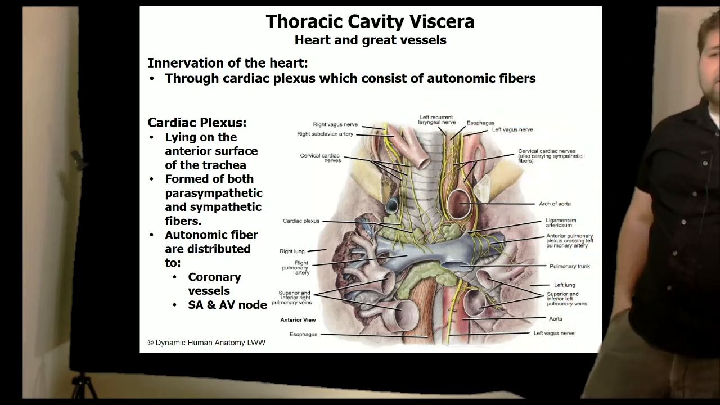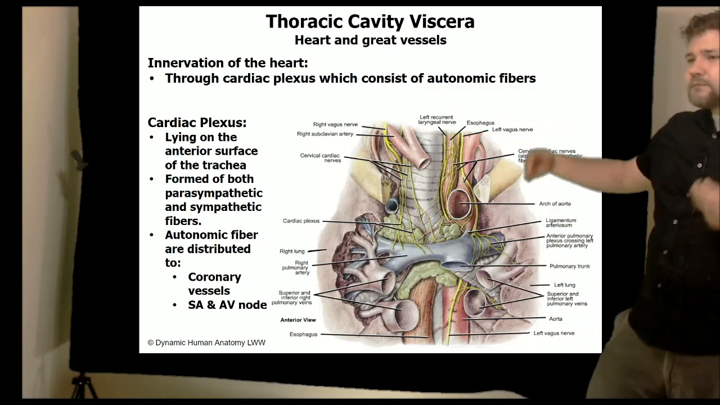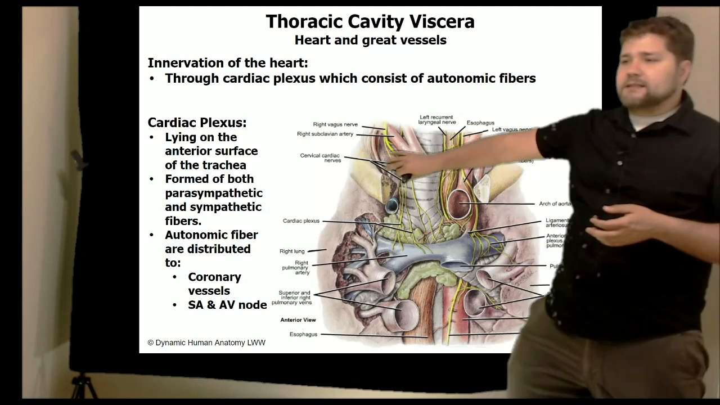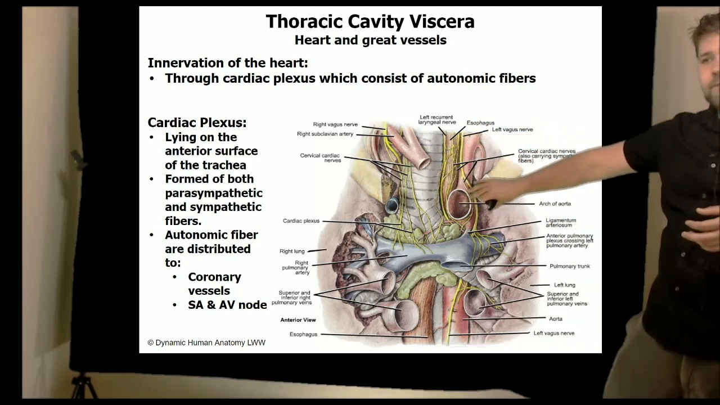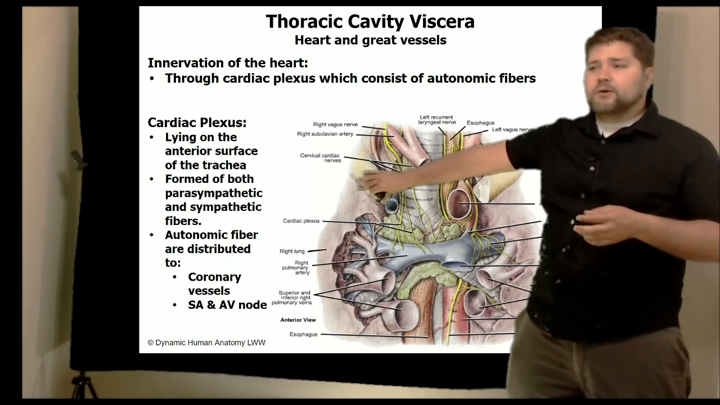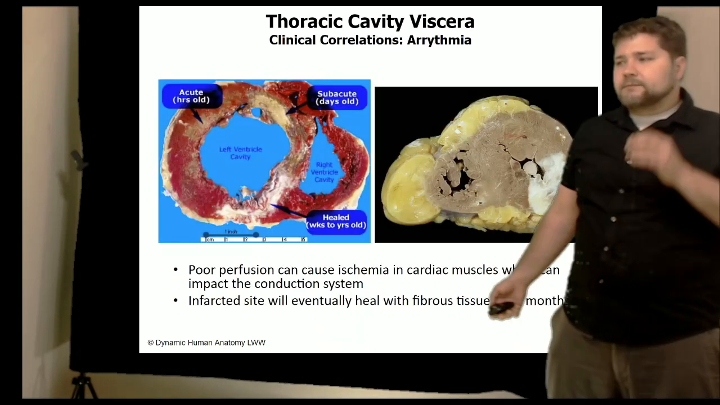Now the parasympathetic fibers will be coming from the vagus. Sympathetic fibers are going to be coming from the sympathetic chain, and then they create this plexus, which is going to be distributed through the rest of the heart. It's going to control the coronaries, it's going to control our valves, it's going to control the SA node. Everything comes from that cardiac plexus.